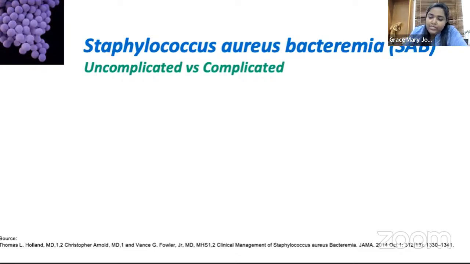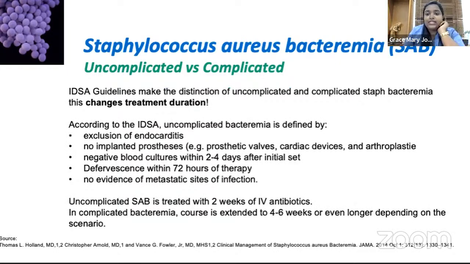Now, IDSA has made it a point to classify Staph aureus bacteremia into complicated versus uncomplicated. An uncomplicated bacteremia is defined when you have excluded endocarditis. That means the patient doesn't have something on the valve, or some vegetations on the valve causing an endocarditis. There are no prosthetic devices for the patient. There are negative cultures within 2 days after the initial positive culture.